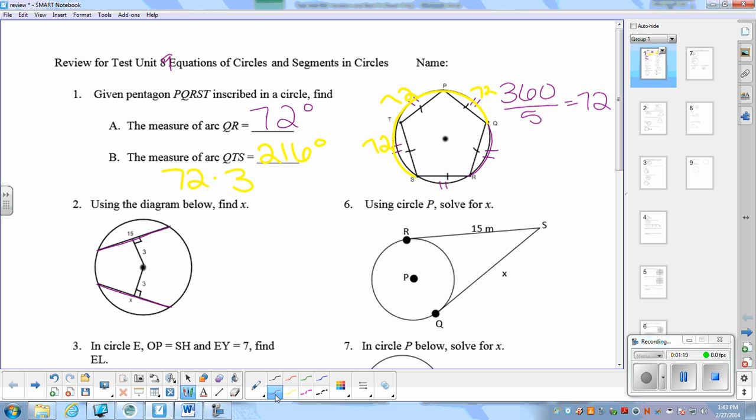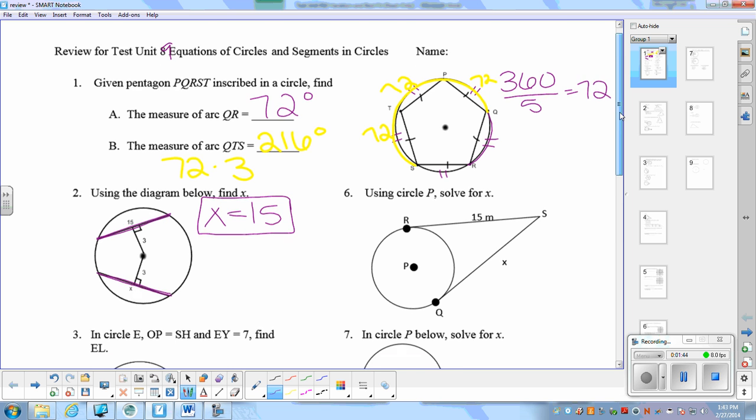Number 2, using the diagram below. All right, well, we have 2 chords that are both equidistant from the center of the circle. So we know our chords are congruent since they're both equidistant from the center. So since this one's 15, this one has to be 15. They're both 15.